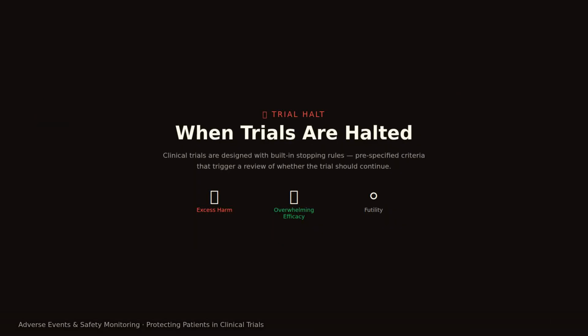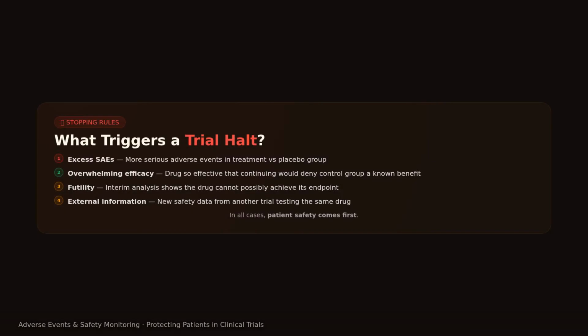Clinical trials are designed with built-in stopping rules. These are pre-specified criteria that trigger a review of whether the trial should continue. No trial is allowed to continue indefinitely if patients are being harmed. Let's look at what can cause a trial to be halted. Several events can trigger a trial halt.